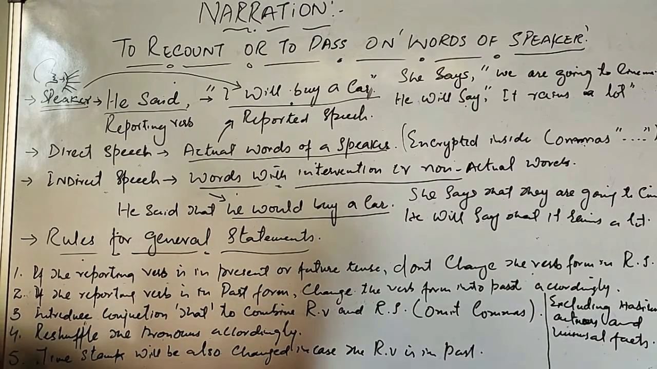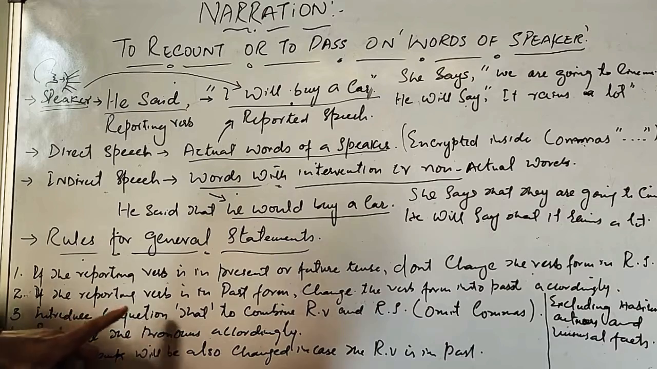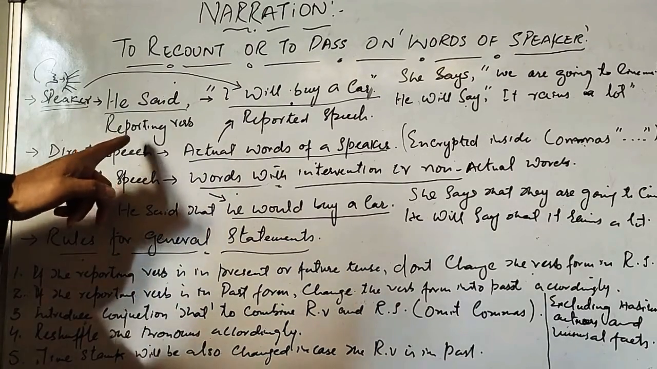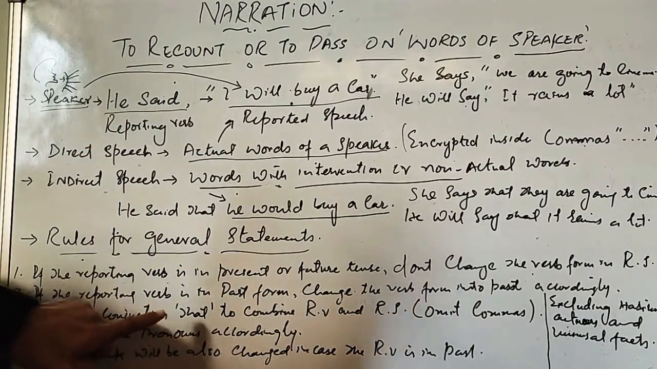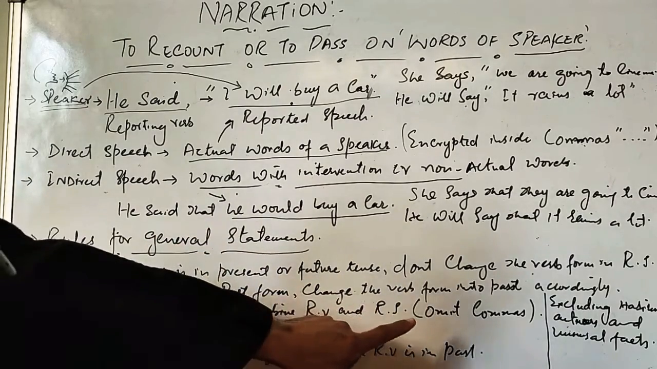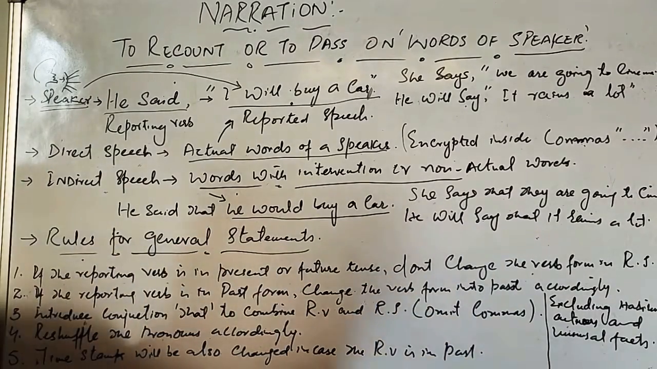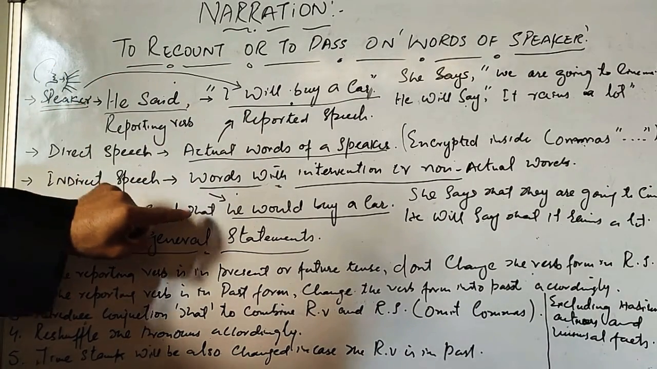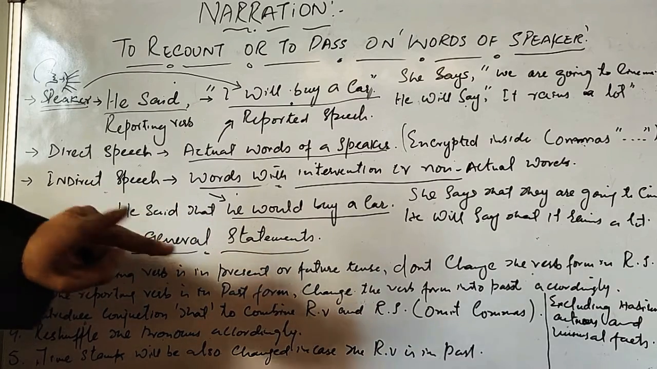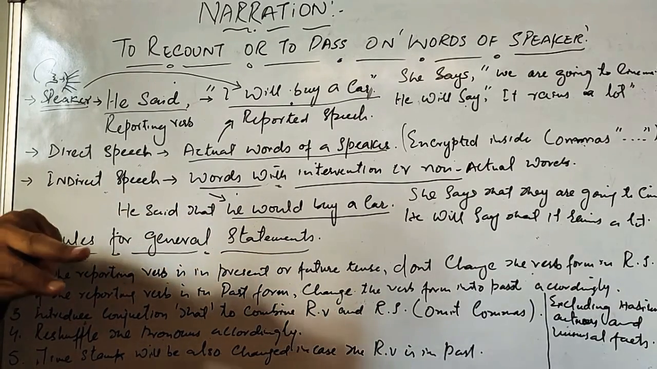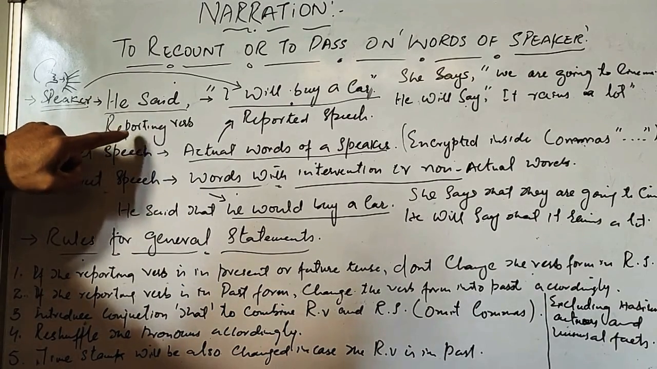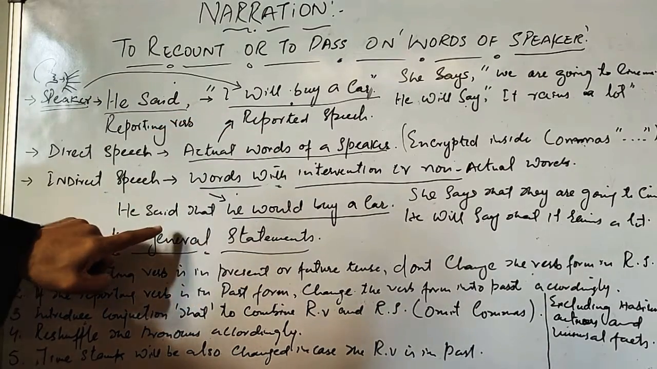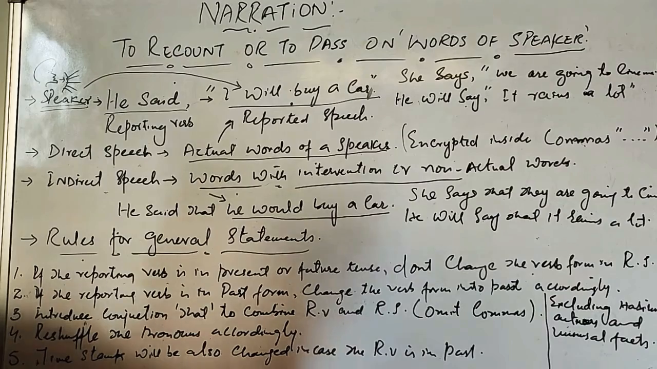Okay, number third, we introduce the conjunction that to combine reporting verb and reported speech. These two parts are combined by a conjunction. That conjunction is the conjunction that. It will normally omit commas. Like you can see in the above example, he said, "I will buy a car." He said that. This that is introduced. It gives us two works here. One, it combines reporting verb with reported speech, and number second, it omits the commas.